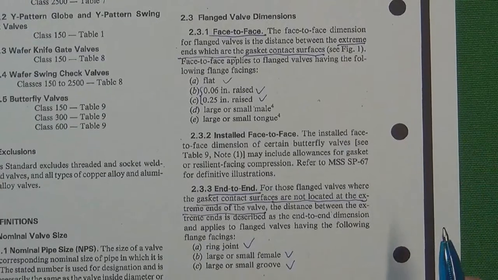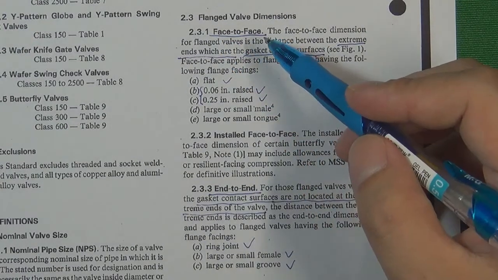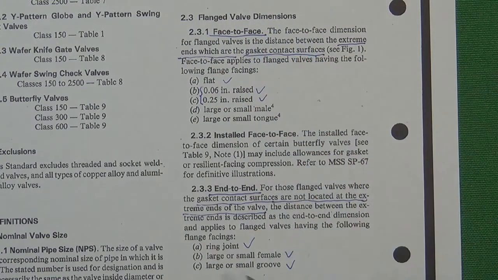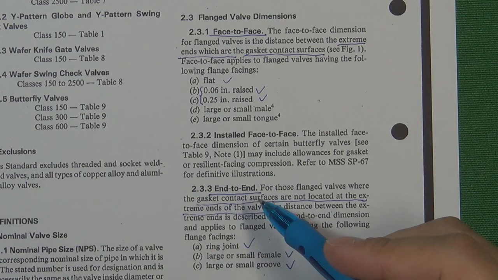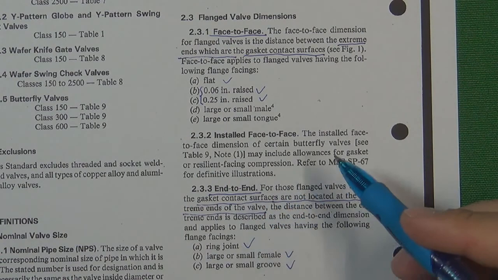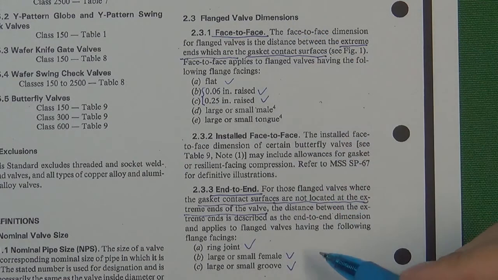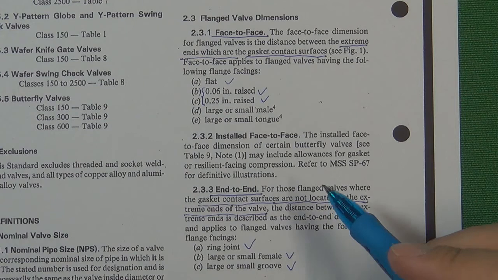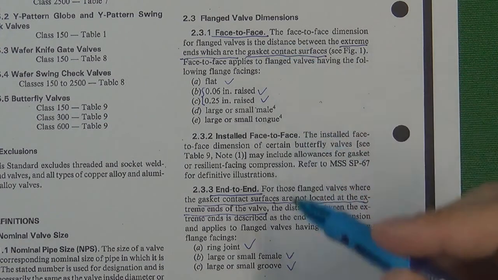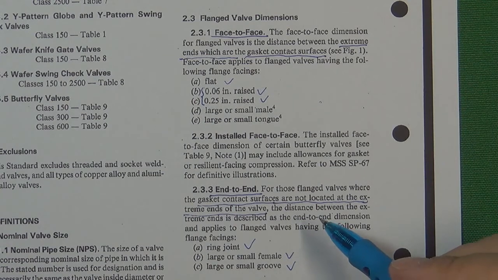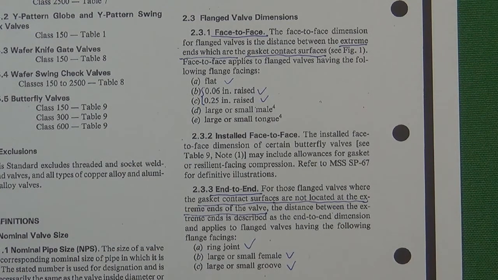So now we understand what face-to-face is, how many different flanges belong to the face-to-face group, what end-to-end is, and how many flange designs belong to the end-to-end flange valve dimension. But now the question is, why does this standard divide the flange valve dimension into two groups? And also, what is the relationship between the two kinds of flange valve dimension? That is the question we're talking about next.